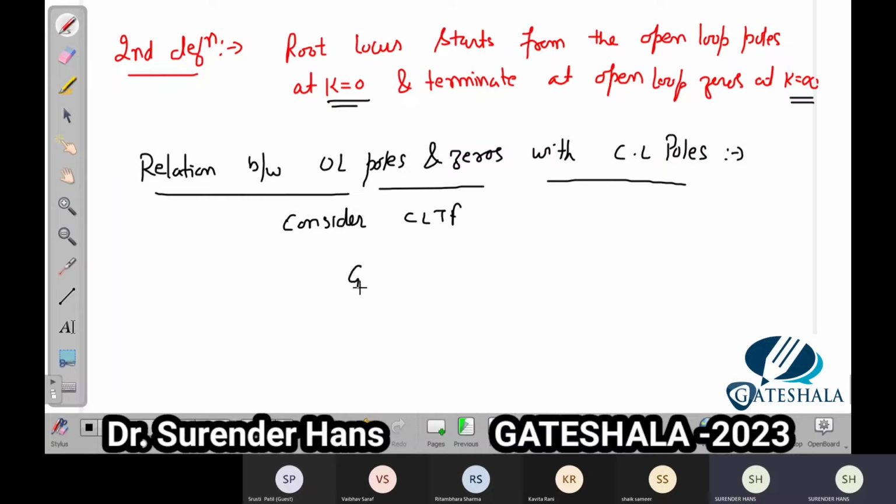Okay, so open loop is what? That is G(s)H(s). G(s)H(s) is what? That is K N(s) divided by D(s). What is the K? That is the gain of OLTF, open loop transfer function. And N(s) is what? That is the numerator polynomial.